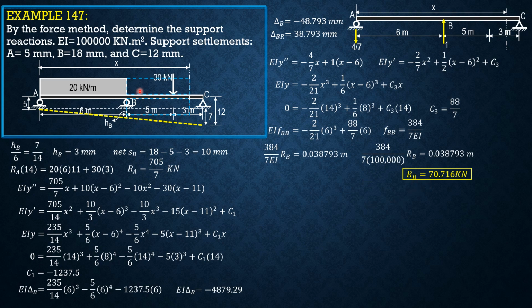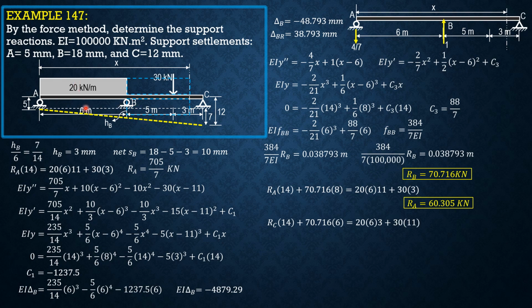Then, having found RB, we sum up moment about C to solve for RA using the whole system. So RA times 14 plus RB 70.716 times 8 equals 20 times 6 times 11 plus 30 times 3. So RA equals 60.305 kilonewtons, which verifies our answer in example 159. Then summation of moment about A equals 0, RC times 14 plus RB 70.716 times 6 equals 20 times 6 times 3 plus 30 times 11. So RC is 18.979 kilonewtons. So note that my static equations are all summation of moments. So you can check, verify the answer by summing up forces Y. And I will leave that to you.